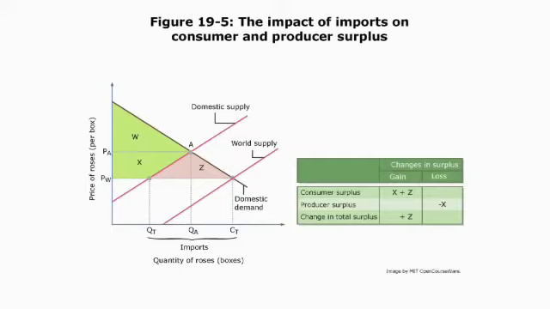Producers have lost X. Producers have lost that trapezoid X. So in total, we've gained Z. We've gained that entire triangle Z. Z is the entire triangle on both sides of the dashed line. Okay? So we've gained all of Z.